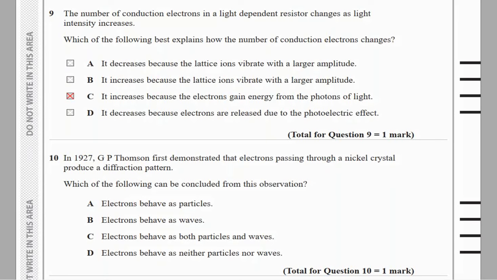Question 10 says, in 1927, G.P. Thomson first demonstrated that electrons passing through a nickel crystal produce a diffraction pattern. Which of the following can be concluded from this observation? Let's focus on diffraction pattern. Diffraction is a wave phenomenon, everybody. So if electrons can undergo diffraction, it means electrons must have wave properties. So the answer should be B. Electrons behave as waves.